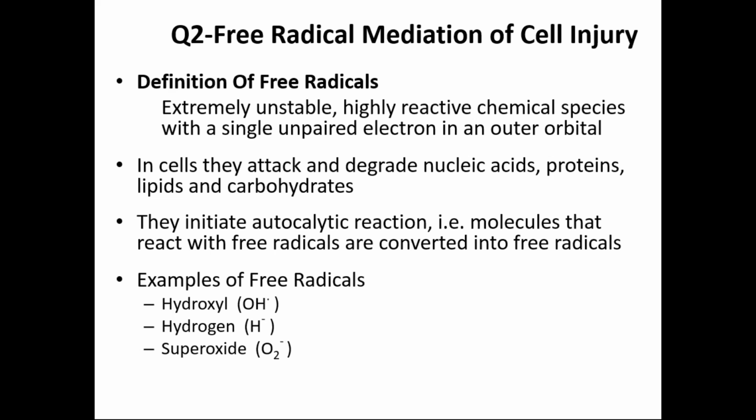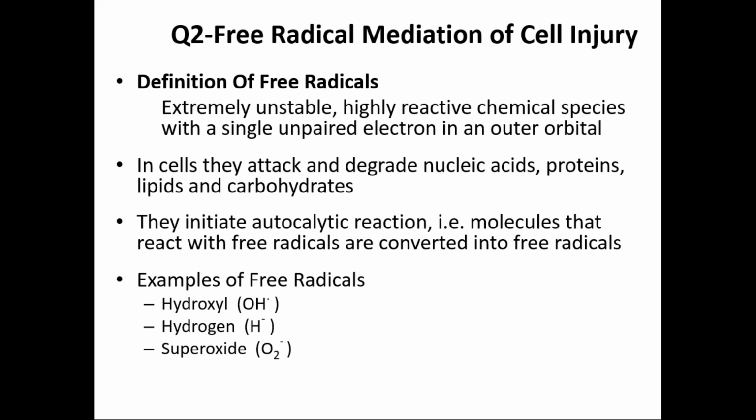They initiate an autocatalytic reaction. That is, the molecules that react with free radicals are converted into free radicals. So any molecule which has paired electrons in its outer orbit, when it comes in contact with these free radicals, one electron will be lost and that becomes a single unpaired electron and thus forms a free radical. So what are the main free radicals? There are mainly three types.